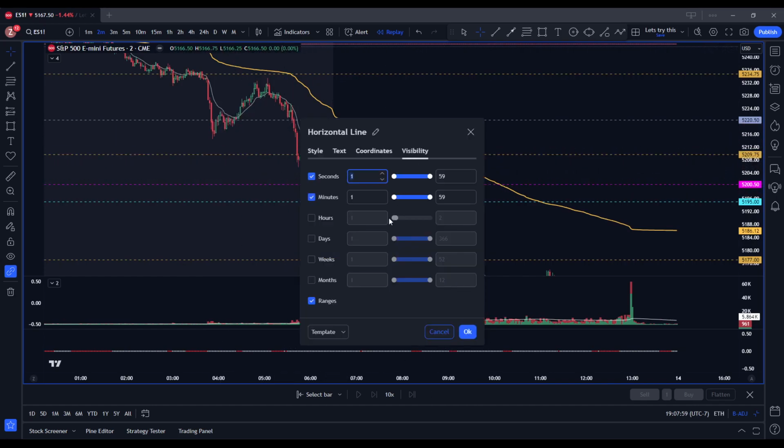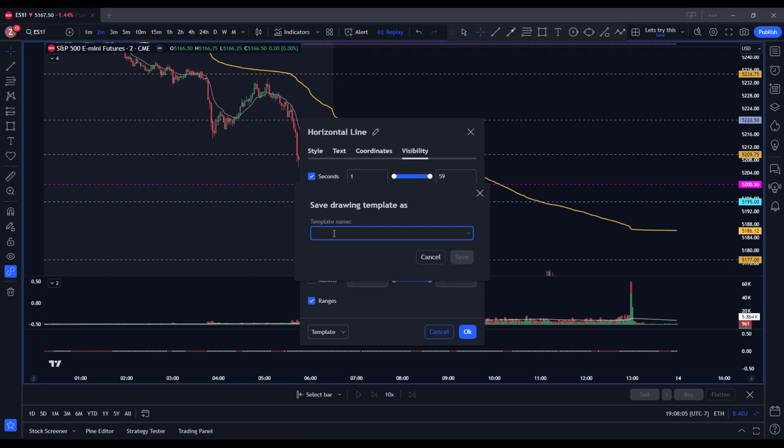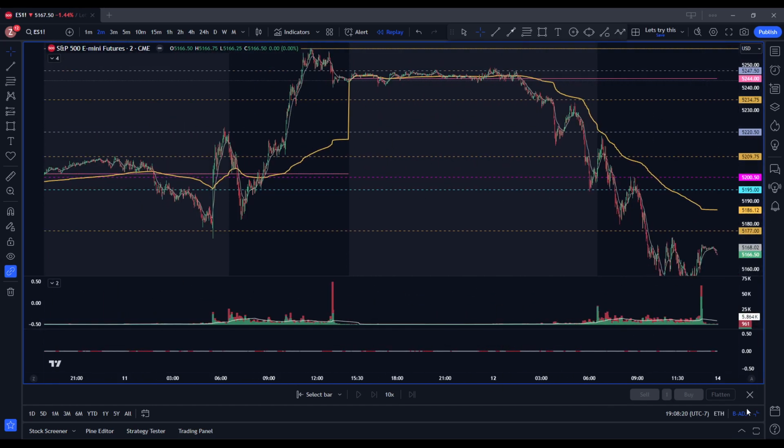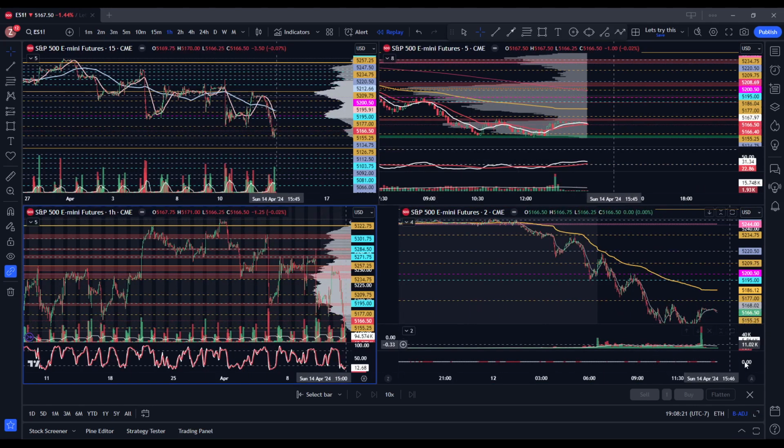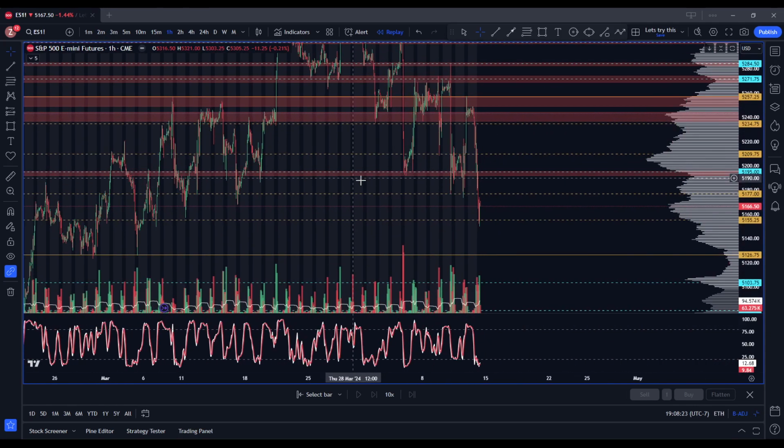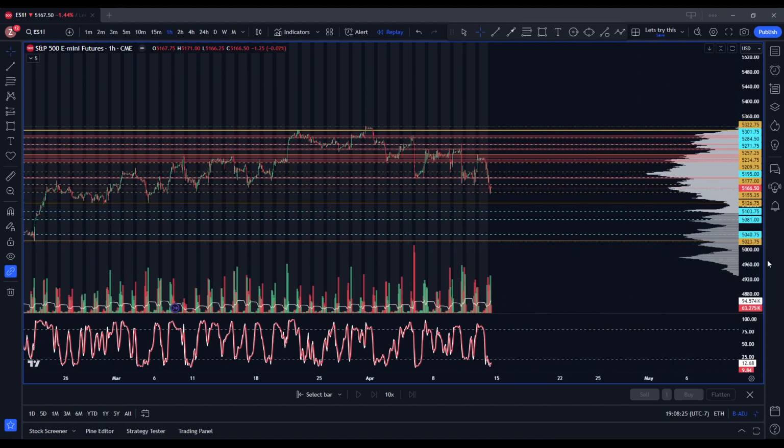So you click on settings, go on template, or hold on, yeah, save as over here. You save as, and let's say I call this 2-minute. Now it's saved, and now it's only visible on the 2-minute chart. If we scroll out here, let's go on the 15-minute time frame. Where is it?